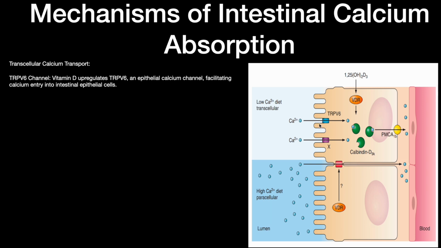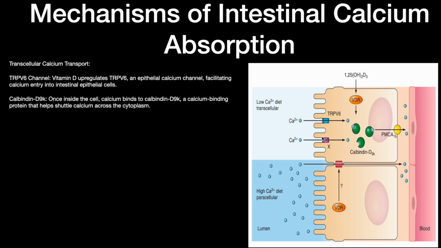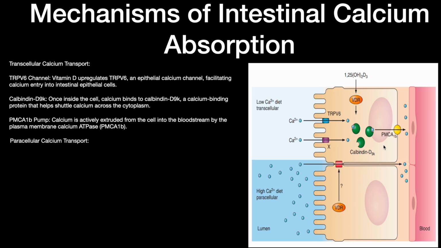Here is the channel. Vitamin D upregulates this epithelial calcium channel and facilitates the entry of calcium into the intestinal epithelial cell. Next is calbindin D9K. Once inside the cell, the calcium binds to this calcium binding protein that helps shuttle the calcium across the cytoplasm. Next is the PMCA1B pump, where calcium is actively extruded from the cells into the bloodstream by the plasma membrane calcium ATPase. All of these are activated by vitamin D.